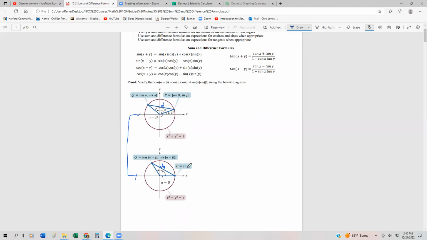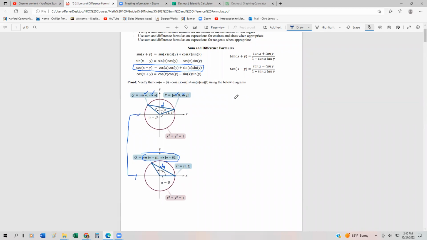Okay, and so the distance from the point (1, 0) to this point right here, (cos alpha minus beta, sine alpha minus beta), should be equal to the distance between this point, (cos beta, sine beta), and (cos alpha, sine alpha), okay? And so what we're going to do is find the distances algebraically, and that'll help us to verify this formula, all right? There's a lot of algebra that's going to be involved in this, so just hang tight with these.